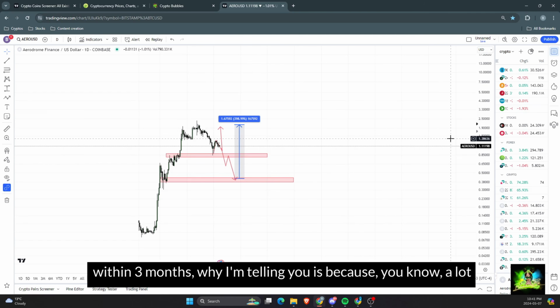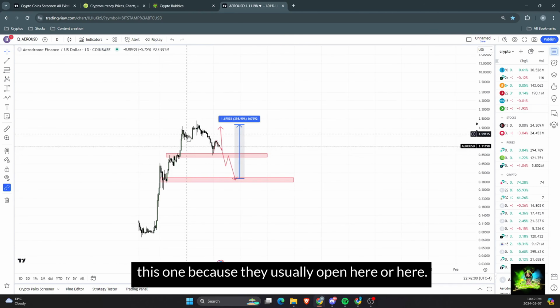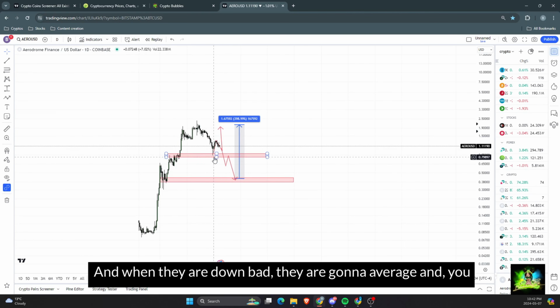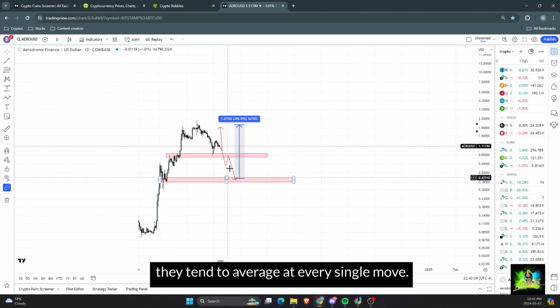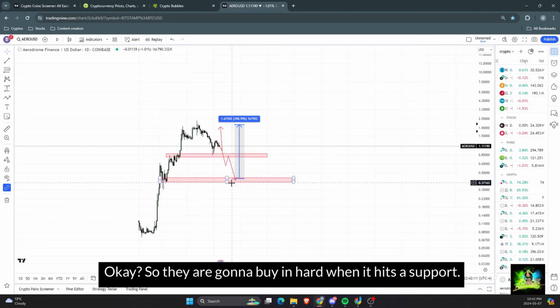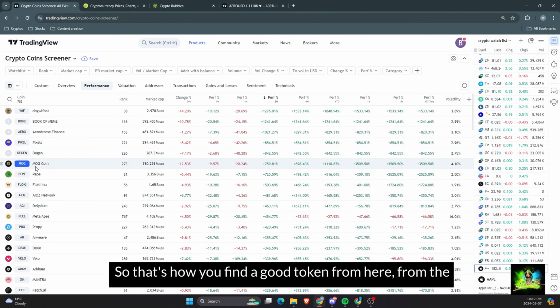Why I'm telling you is because a lot of people are actually down bad in this one because they usually ape in here or here, and when they're down bad, they're gonna average, and because this is recent, they tend to average at every single move. Okay, so they are gonna buy in hard when it hits a support, and when they pump it higher, you can ride the wave. So that's how you find a good token from the performance.